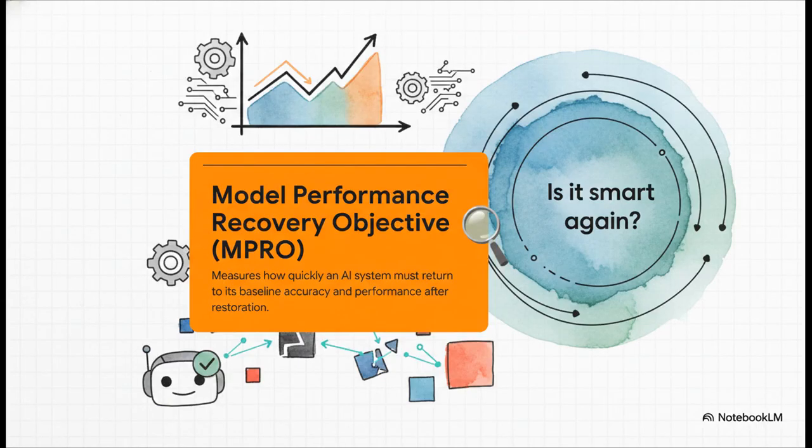And this is it. Meet the Model Performance Recovery Objective, or MPRO. This is a total game changer. It doesn't just ask, is the system on? It asks, is it smart again? MPRO sets a target for how quickly your model has to get back to its normal level of accuracy. This makes sure that when you say a system is recovered, it's actually trustworthy again.